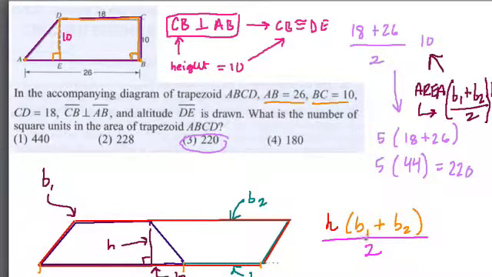Since we can think of division by 2 as multiplying by a half, we can write this in different ways. We can have h over 2 times b1 plus b2. We could have b1 plus b2 cut in half and then multiplied by h. You have a little bit of flexibility there to find the area of a trapezoid.